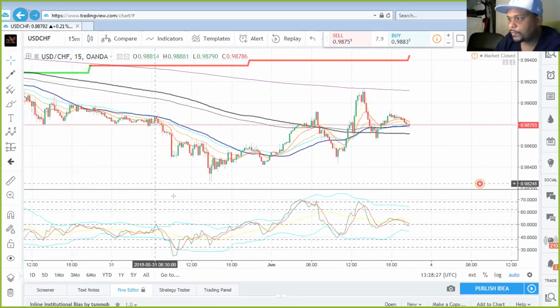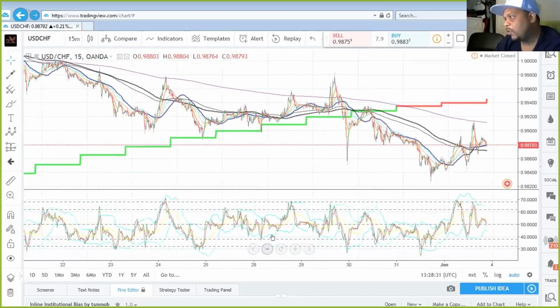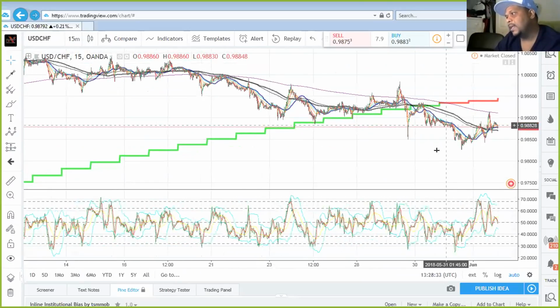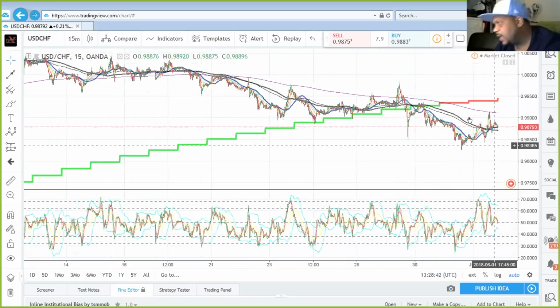Now again, if you're going by institutional bias, this is still in play, because we got in right here at 98.930, and it's at 98.79. So we're talking 20 something pips. It retraced, and it's still going to go down. So this is still in play. We'll look at this on Sunday to see where it's at on the XE.